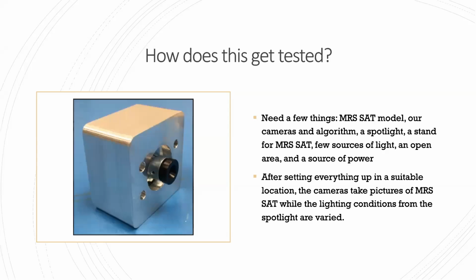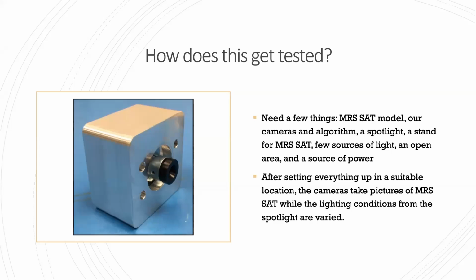And then testing is a big part of the SI subsystem right now. And it can be hard to find a good area for this because we need a few different things. We have to have our Mississat model, our camera setup that's able to run the algorithm. We have a spotlight, a pretty big stand that we have Mississat set up on. We also can't have a lot of sources of light, and we also need to have a source of power for all this stuff to run.